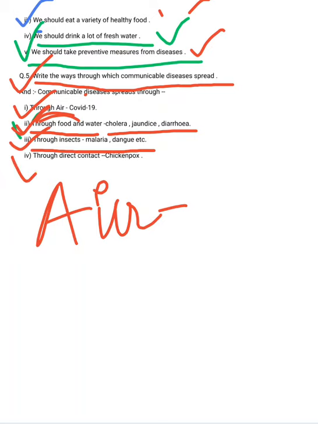Number 4, through direct contact. So suppose whenever we come to the articles used by the infected persons, right, we can directly fall into that disease. Right. So these are the ways through which communicable diseases spread.